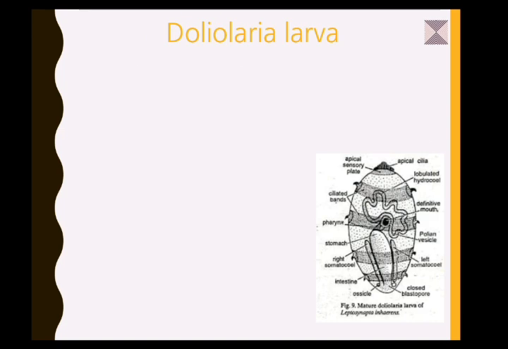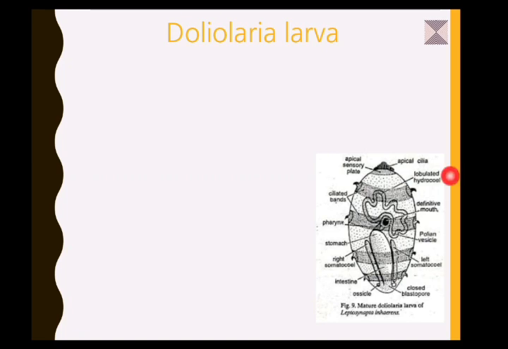Now students, here is the next, and I can say the last, larval form in this lecture, which is called the Doliolaria larva. Now this is a mature larva which is seen in this diagram. Here you can see a number of ciliated bands present on this larval form. These are designated as ciliated bands. On the top you have the apical cilia. This is the apical sensory plate which is sensing the environment.